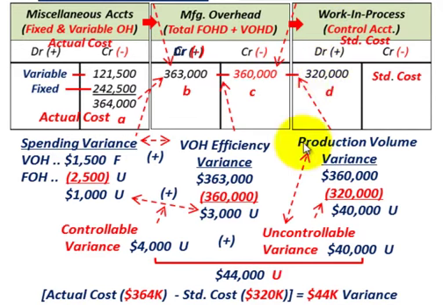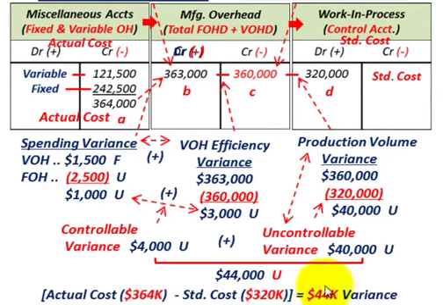So we've got our controllable variance unfavorable at 4,000, and our uncontrollable variance unfavorable at 40,000. So the net variance is 44,000. And that's really what we calculated before. We can look at it in these terms: that is just our actual cost of 364,000 compared to our standard cost of 320,000. So the difference is a $44,000 variance, and it's unfavorable because our actual cost of 364,000 is greater than our standard cost of 320,000.